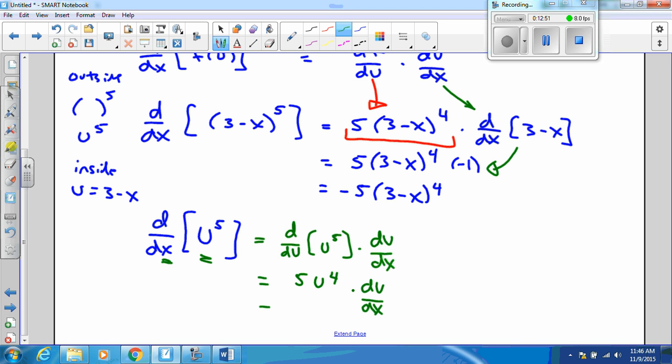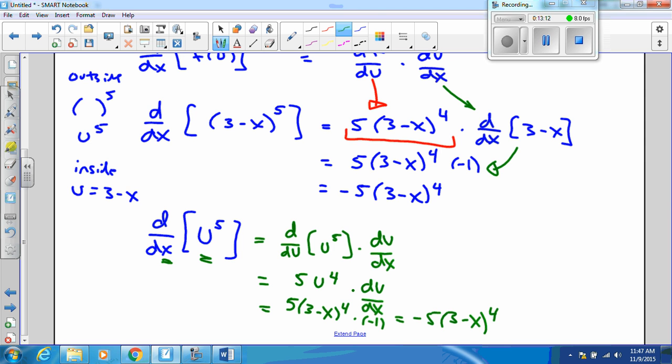And 5u to the 4th is the same as, what is u? 3 minus x times the derivative of u, which is negative 1. And so I get the exact same answer by visualizing it in a slightly different way. Just like that. But our slogan is really what carries us.